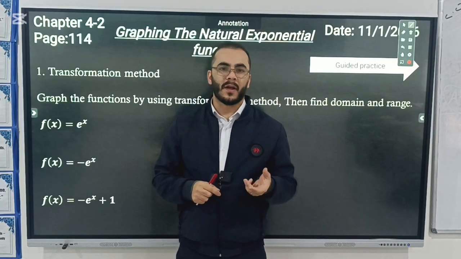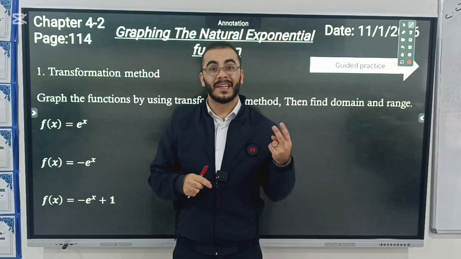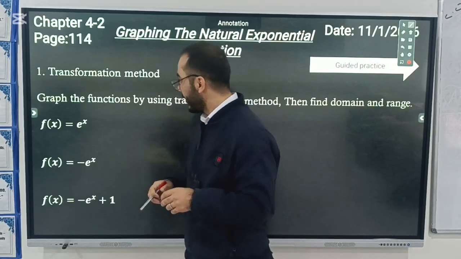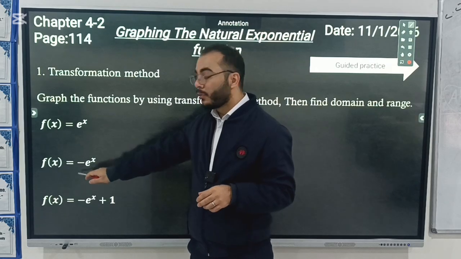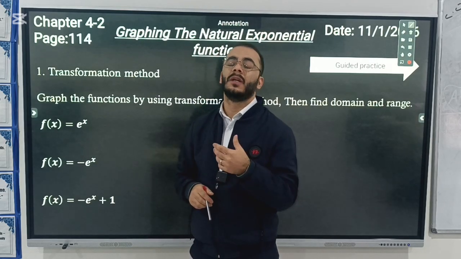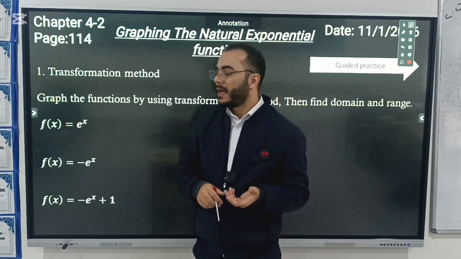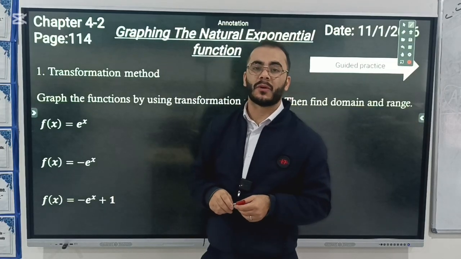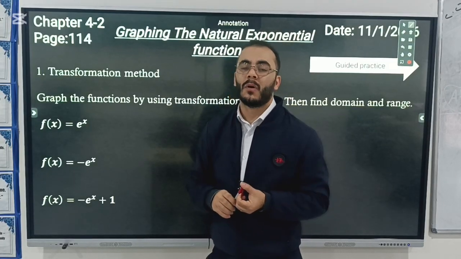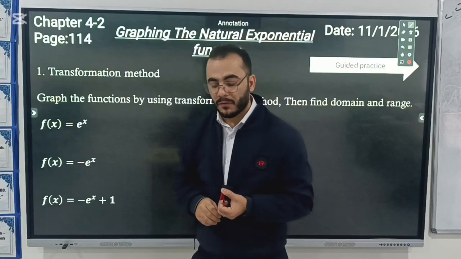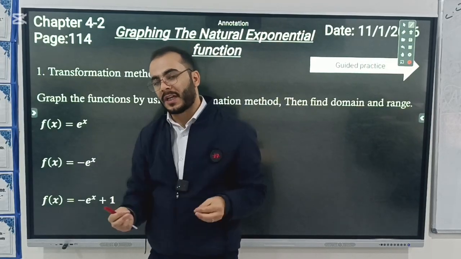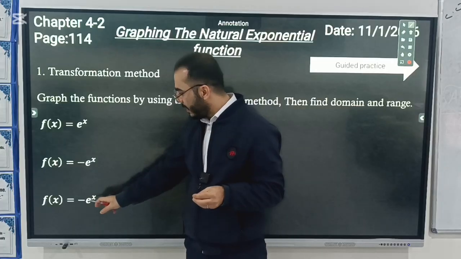Then regarding reflection, there are 2 cases. If there is a negative behind e powered by x, just something like this, we will reflect it with respect to the x-axis, and if there is a negative in the exponent, we are just going to reflect it with respect to the y-axis.